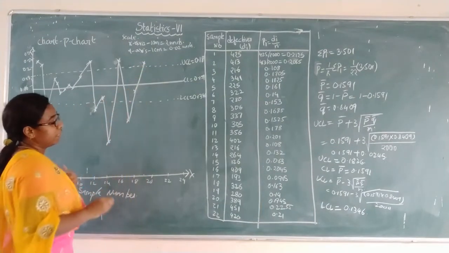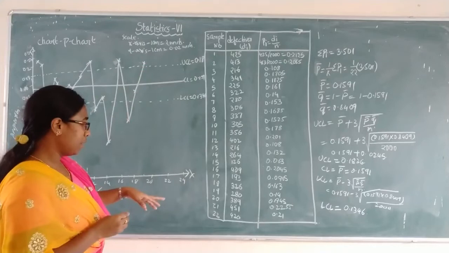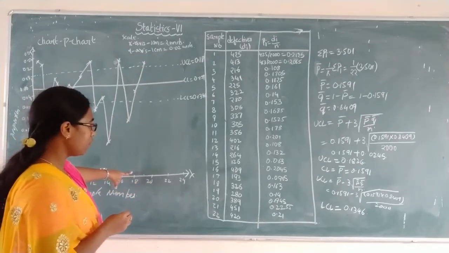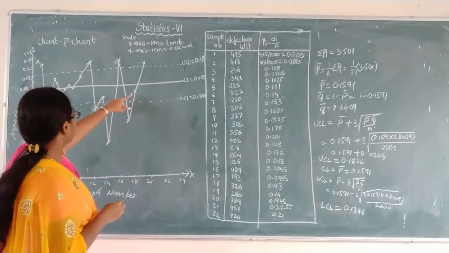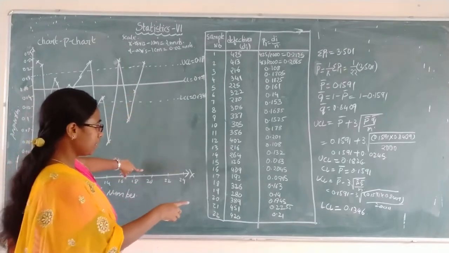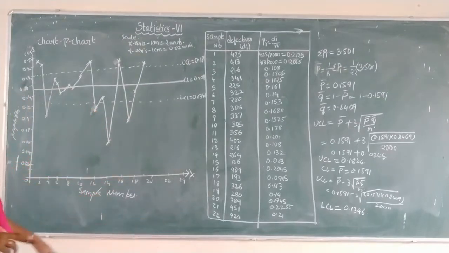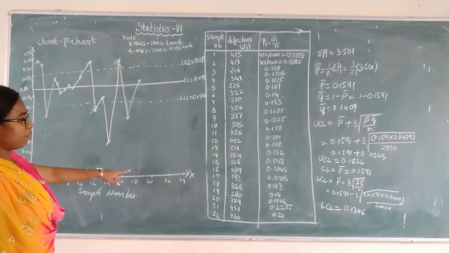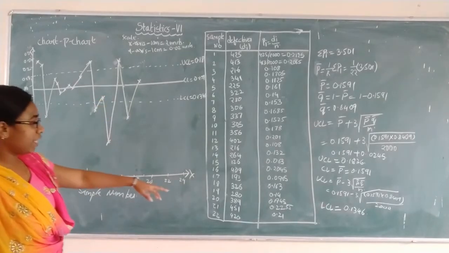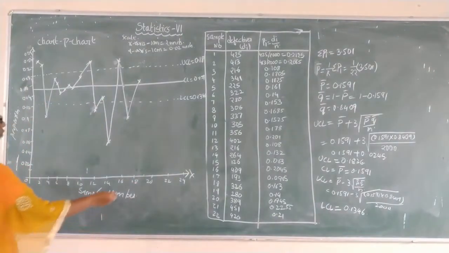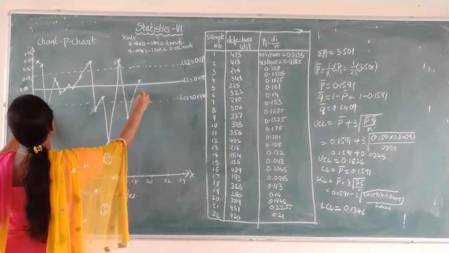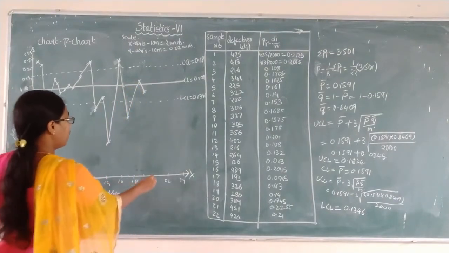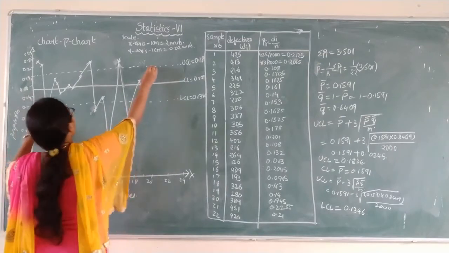Join it. So for the 18th sample, the value is 0.16. For the 19th sample, the value is 0.14. Next, for the 20th sample, the value is 0.19.